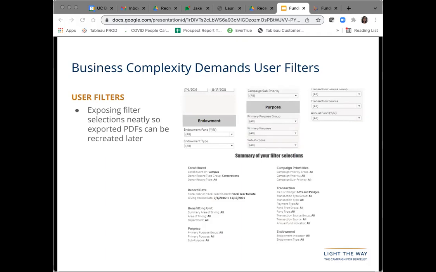So below the filter section, underneath all those filters, we basically laid out what it is you have selected, with the idea that when you export to PDF, you're going to get this page. So a year and a half from now, you can look through and say, oh, I changed the dates and we changed this. That particular PDF was for this specific use case.